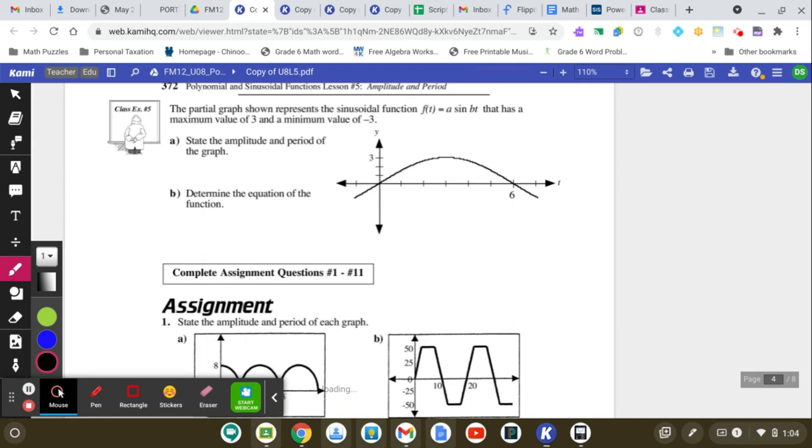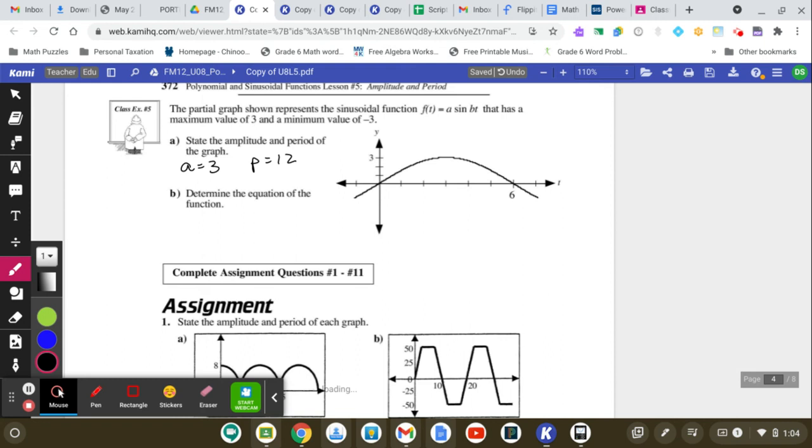It says the partial graph shown represents the sinusoidal function f of t equals a sine b t that has a maximum value of 3 and a minimum value of negative 3. State the amplitude. What's the amplitude? Good. And what's the period? Now look at this picture. 6 is only half of the deal, right? So yes, the period would be 12. Now, as soon as you have that the period is 12, we don't put p into the function. We put in b. B for Bravo.